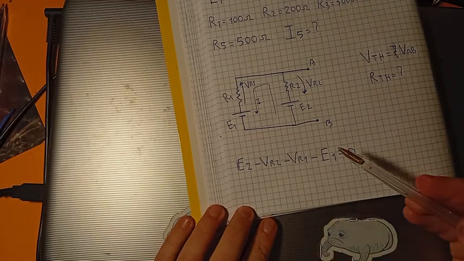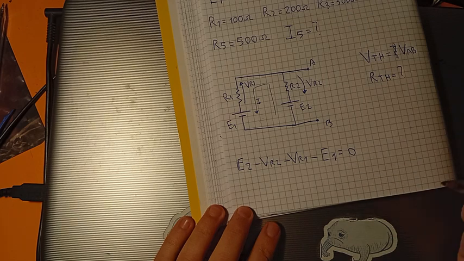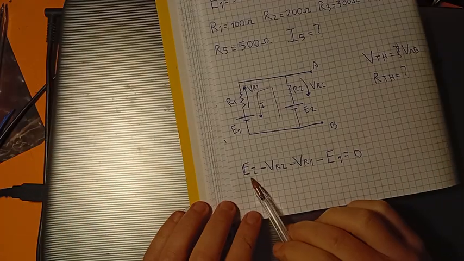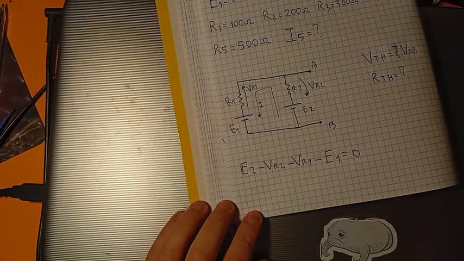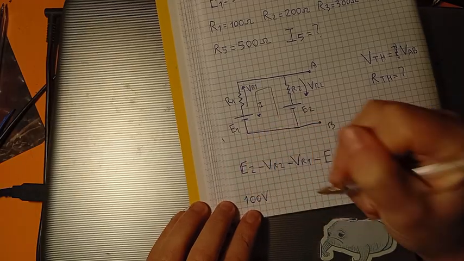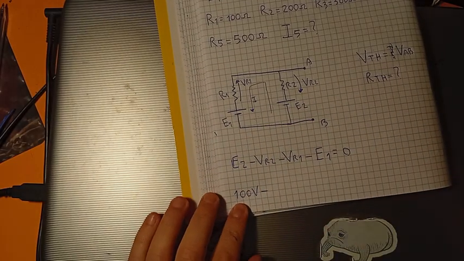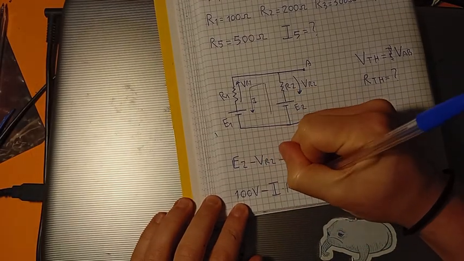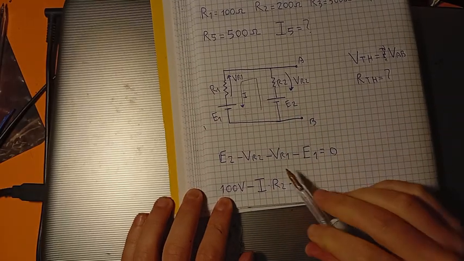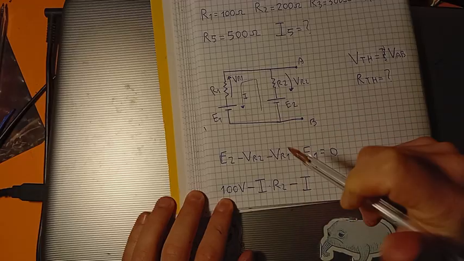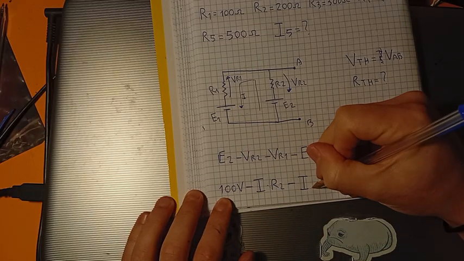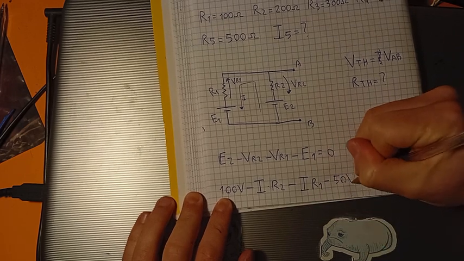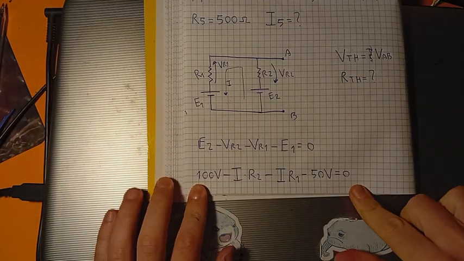Now let's write what we know. Let's substitute. A2, we know how much it is: it is 100 volt. VR2, how much is it? VR2 is the current that flows in this circuit multiplied by R2, minus VR1. What is VR1? VR1 is the current that flows through this circuit multiplied by R1, minus A1. A1 is 50 volt. And all of this is equal to 0.